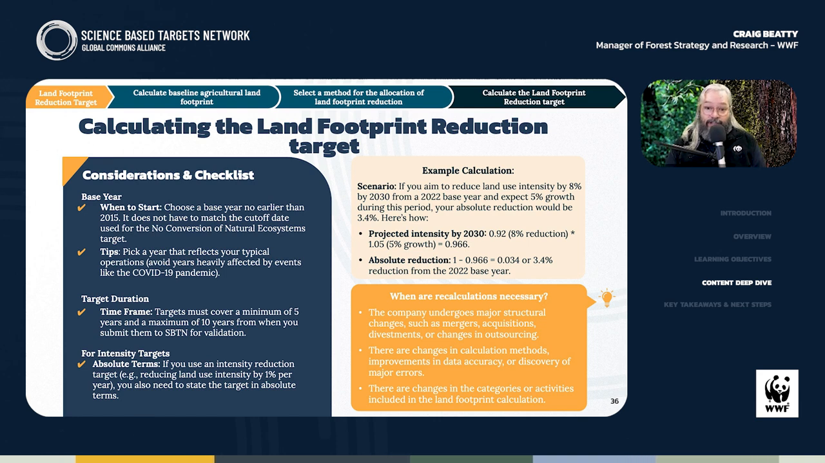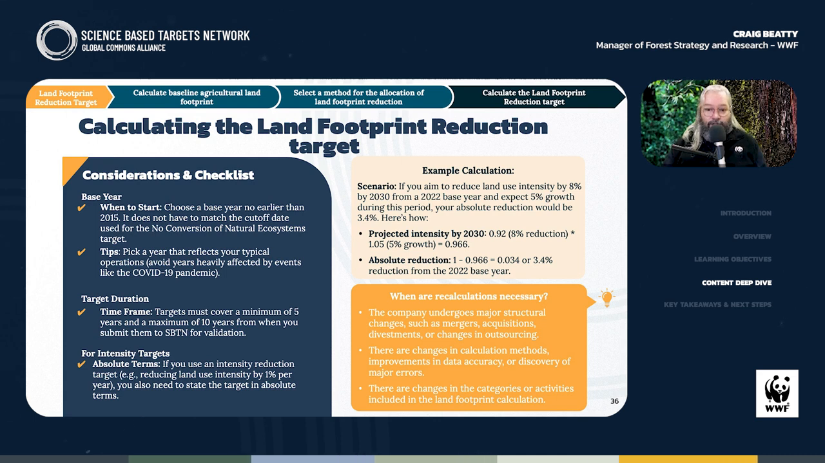In terms of target duration, targets must cover a minimum of 5 years and a maximum of 10 years from when you submit them to SBTN for validation. If you use an intensity reduction target, for example, reducing land use intensity by 1% per year, you also need to state the target in absolute terms. In addition, you should aim to improve the quality of your data over time, especially as companies undergo changes.